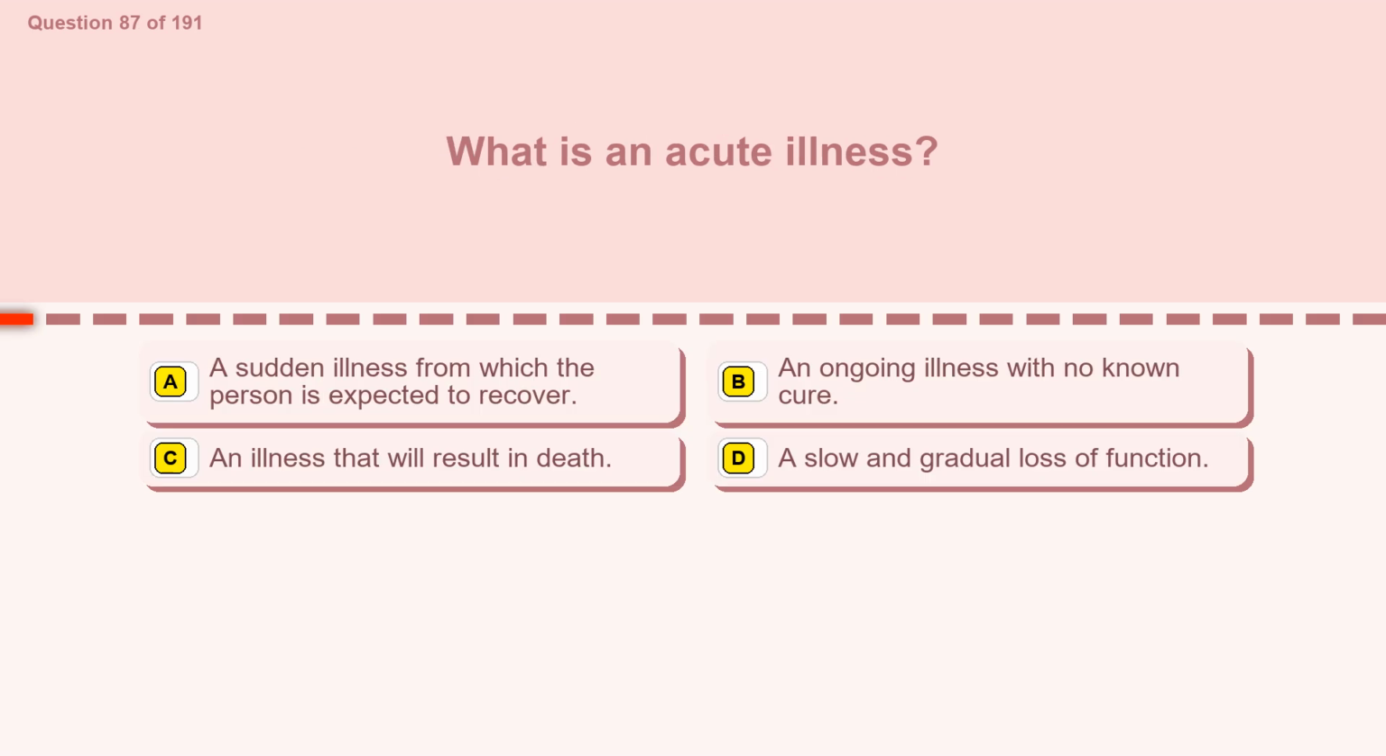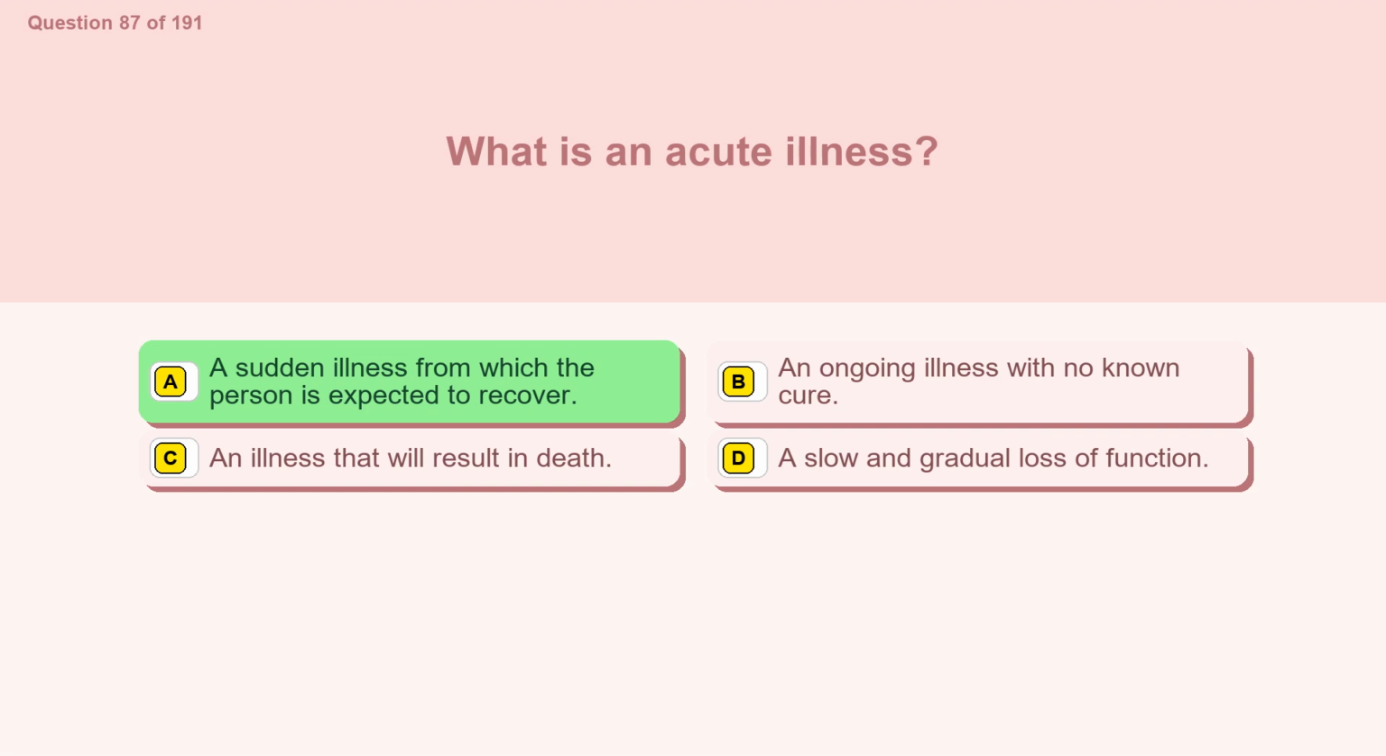Question 87. What is an acute illness? Option A. A sudden illness from which the person is expected to recover. Option B. An ongoing illness with no known cure. Option C. An illness that will result in death. Option D. A slow and gradual loss of function.